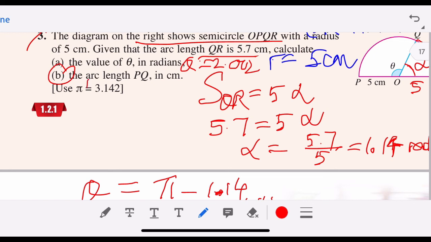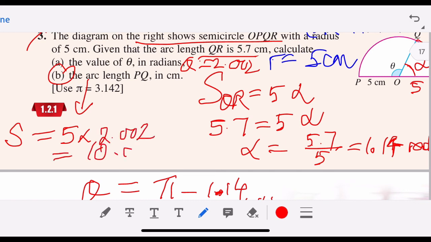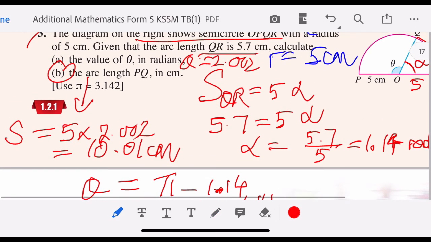Find the arc length PQ. So it's easy, right? This one, you just use S equal to r theta. Right, so r is 5 and theta is 2.002. So the answer is 10.01 centimeter for the arc length PQ.